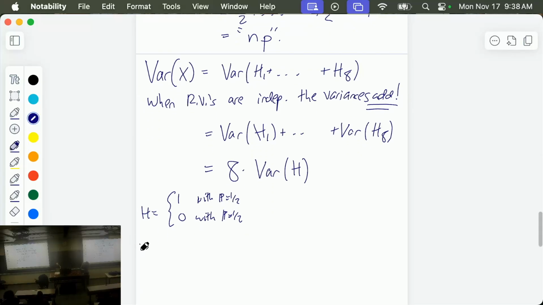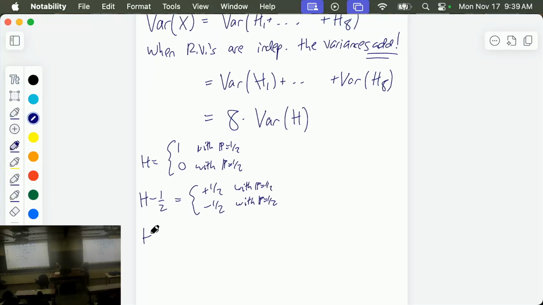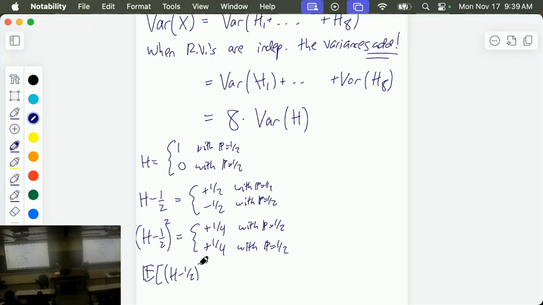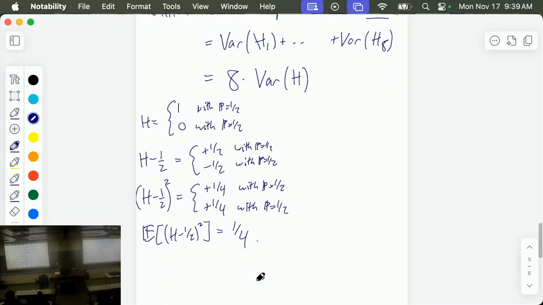And so if I subtract its mean, h minus 1/2, that is either plus 1/2 or minus 1/2, each with probability 1/2. And if you square it, h minus 1/2 all squared, that random variable will be either plus 1/4 or plus 1/4. So when you square it, it's always the same thing. Hey, that's always 1/4. So on average, what is this thing? H minus 1/2 squared is always 1/4. If it's 1/4 always, then the average is 1/4. And so that shows the variance is 1/4. Okay, so the variance of h equals the expected value of h minus its mean all squared.